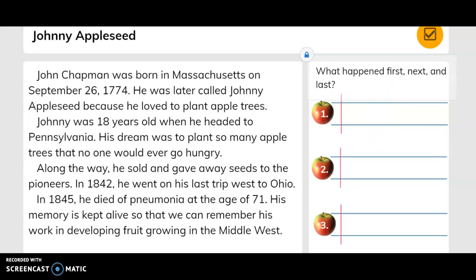Well, the first thing that happened here was it talked about how Johnny Appleseed loved to plant apple trees and that he was born in Massachusetts. What happened next? Johnny was 18 when he headed to Pennsylvania, and his dream was to plant apple trees everywhere so that no one would ever go hungry. The last thing that happened is Johnny died of pneumonia at the age of 71.